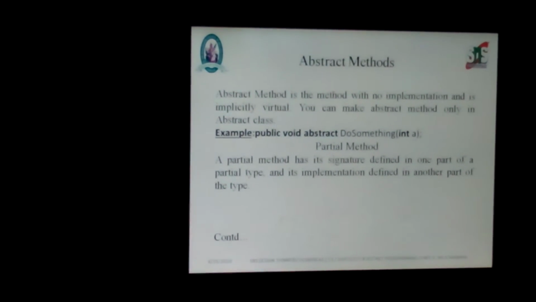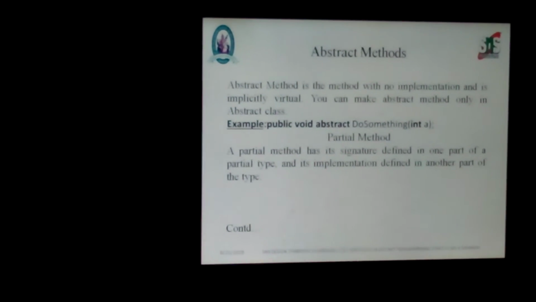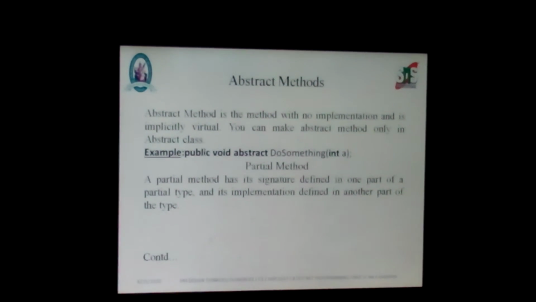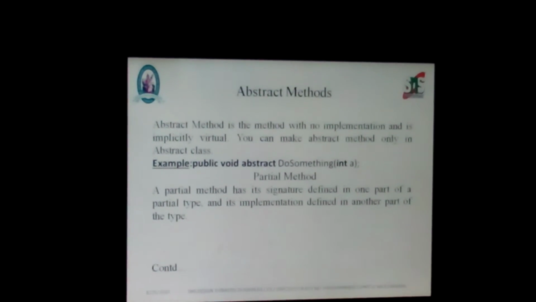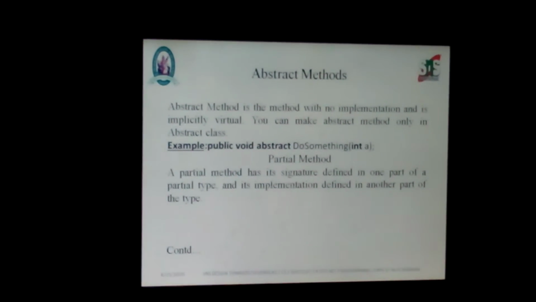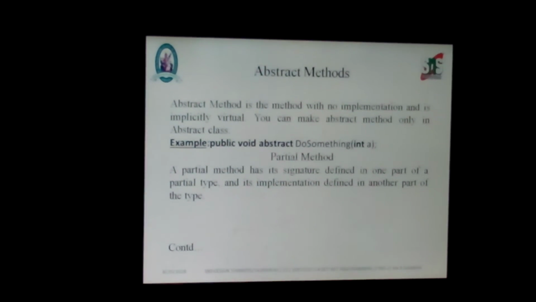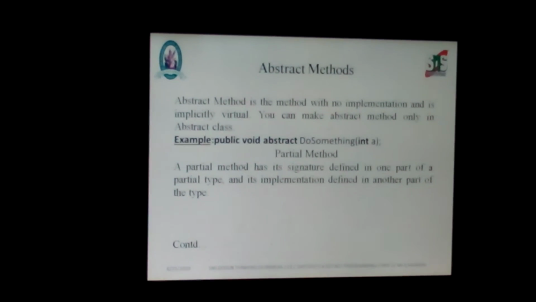Next let us see what is meant by partial method. A partial method has its signature defined in one part of the partial type and its implementation defined in another part of the type. The signature we simply define in one part, and the implementation we process in another part. That is known as partial method.